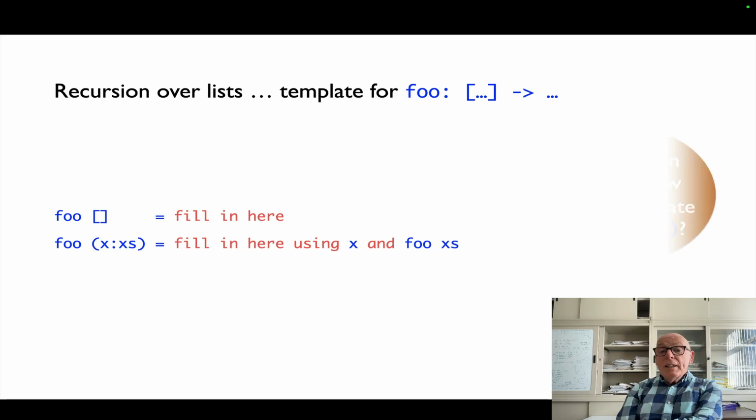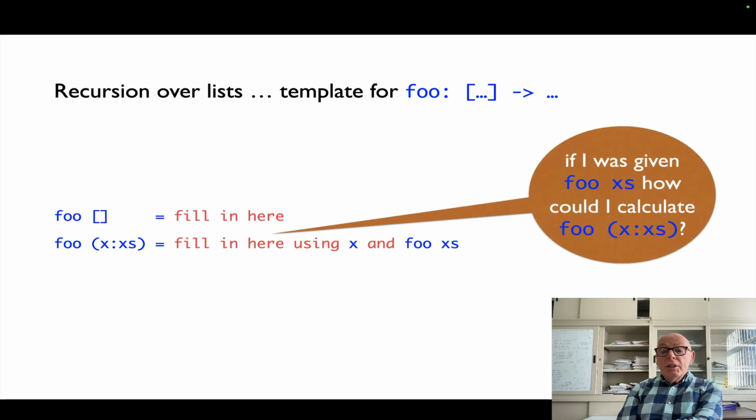One way of looking at the second equation is to ask this question. If I was given foo of x's, how could I calculate foo of x colon x's? So if somebody gives you that, how could you get from that to foo of x colon x's? It's just another way, but perhaps it's a way of thinking about it that's a bit more constructive than just saying fill in here. Let's try this template out.